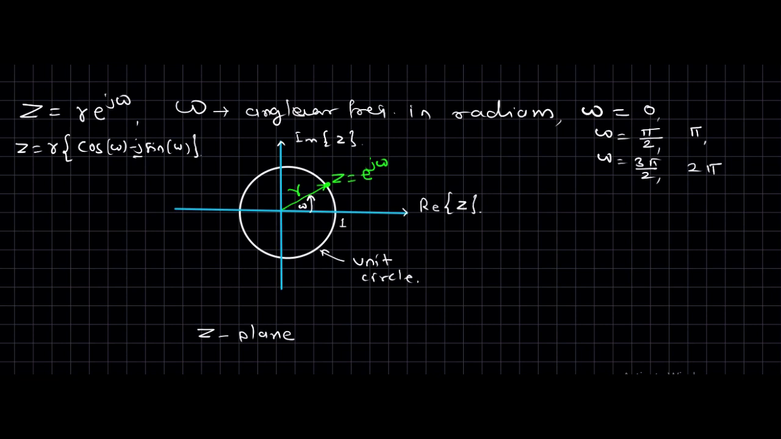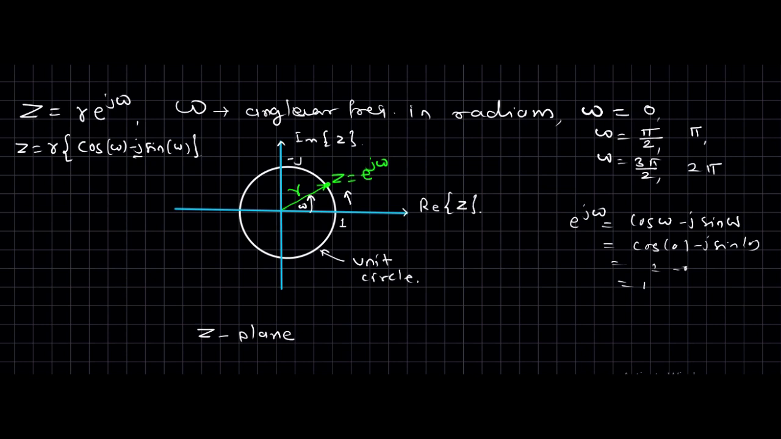We can write this in a simpler term. e raised to j omega is cos omega minus j sine omega. If you substitute the value of omega as 0, it is cos of 0 minus j sine of 0. So cos of 0 is 1, minus 0, it is 1. So e raised to j omega, in this case, we are getting 1 here. This portion is 1 because of the change in omega.